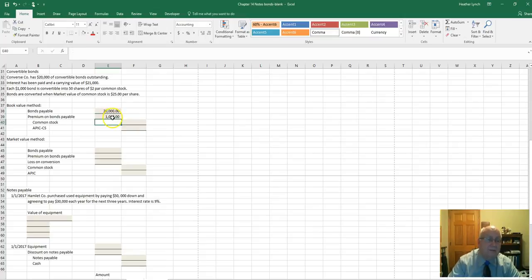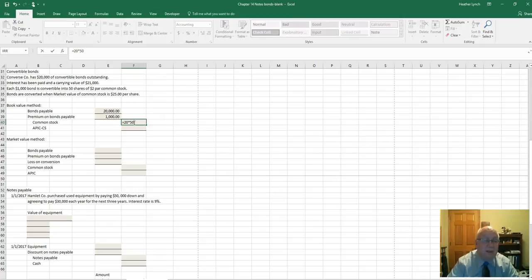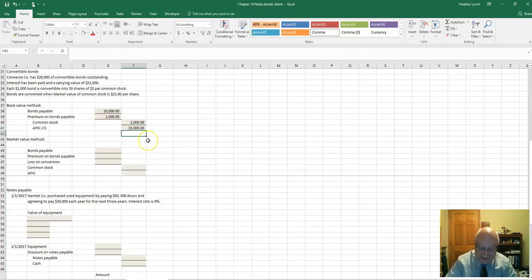You had $1,000. Okay, that was $1,000. 21,000. So that's $1,000 premium we want to get rid of. Now how many bonds did we convert? Well, we converted 20 bonds because it's 20,000 divided by 1,000. It's 20 bonds times 50 shares, because each bond is 50 shares, times 2, which is $2 par value, or $2,000. And then this one is simply, let's make it balance. And that would be your 19,000.